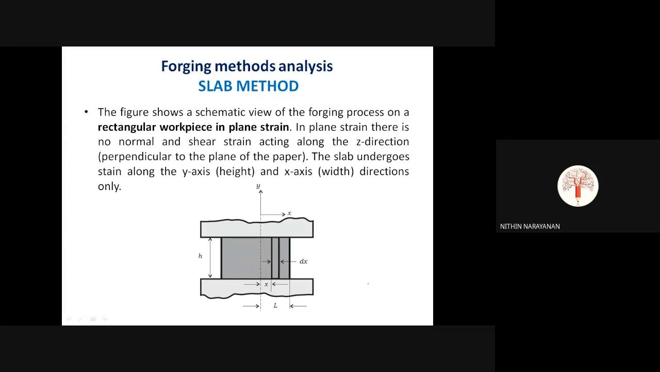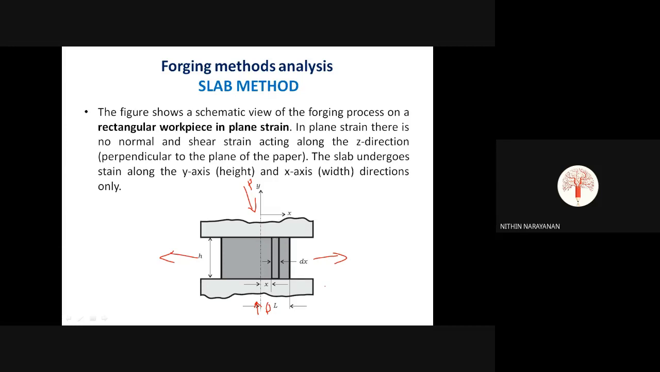So here a figure is shown. We have a billet, then using dies we are squeezing it. So what is actually happening? Its shape will change, right? It will get elongated in the lateral direction. We are applying a load P in this direction, and it will be elongated laterally. So the figure shows a schematic view of a forging process on a rectangular workpiece in plane strain. A plane strain situation is considered here.